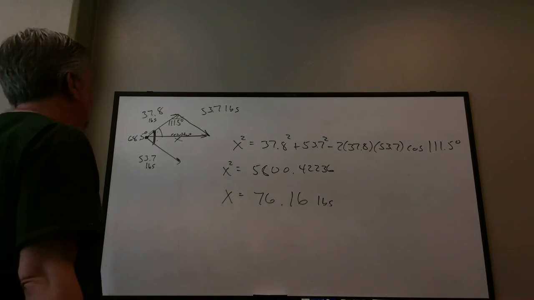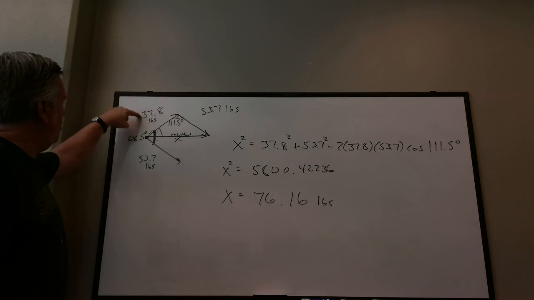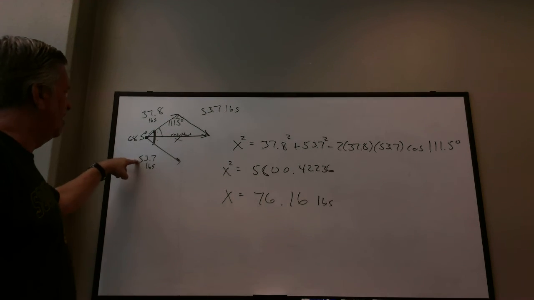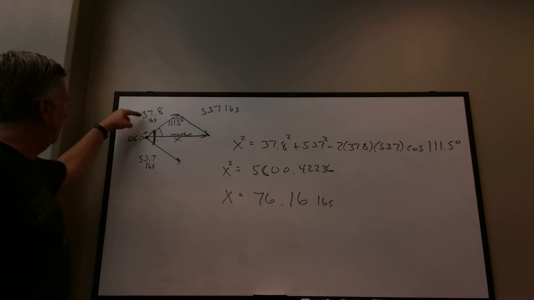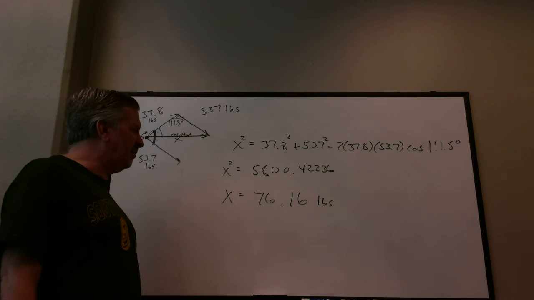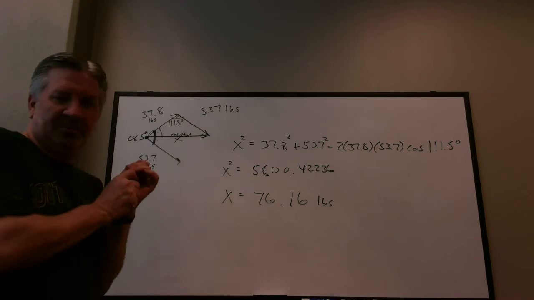Okay? Now does that make sense? You've got somebody pulling with almost 40 pounds of force and somebody pulling with almost 54 pounds of force, but the resultant force is only 76 pounds. These two people are putting forth a lot of effort pulling this desk, but they're only really pulling with 76 pounds of force. Why is that? Well, think of it this way.